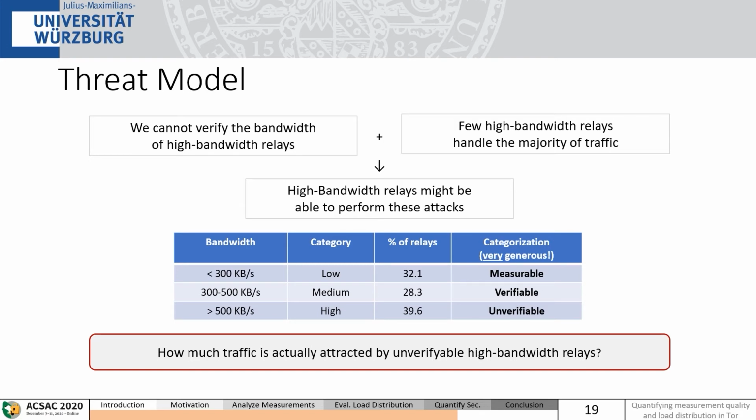Based on a very generous interpretation of the results from the first study, we assume that we can accurately determine the bandwidth of relays that offer less than 300 kilobytes per second. Furthermore, we assume that we can accurately use measurements to detect relays lying about their bandwidth if these relays provide between 300 and 500 kilobytes per second. However, we are unable to verify the bandwidth of faster relays. Note again that this categorization is very generous, as it assumes that any correlation between multiple measurement results is sufficient to accurately determine the accuracy of third measurements.